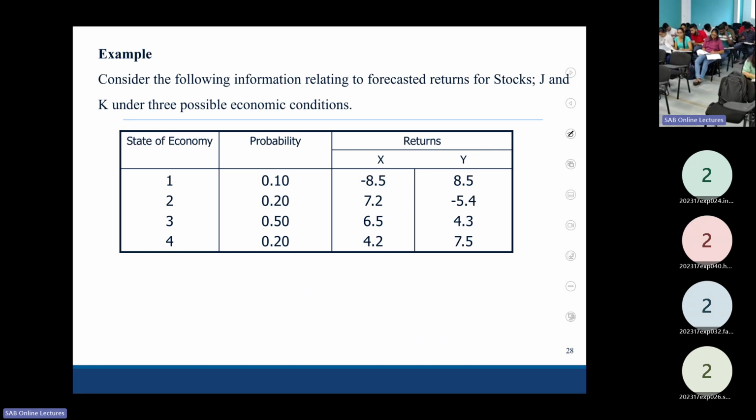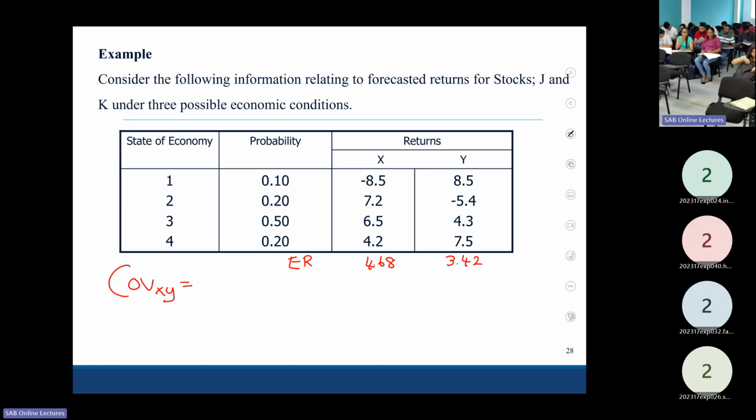Covariance between two stocks, X and Y. Our expected return for X was 4.68, and for Y, 3.42. So now we are going to calculate covariance between these two stocks, X and Y. Covariance X and Y is equal to... I think you can look at the formula if you need.